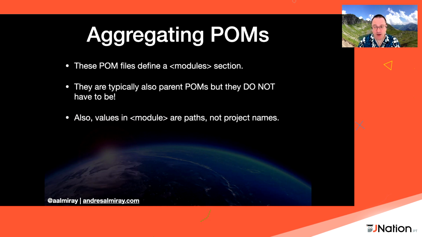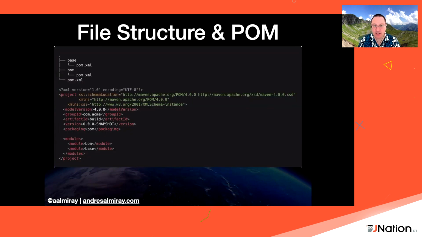Also, the value of the module is not the project name, it's a project path. But because it's common custom to have projects be adjacent to your root, or to be in a single directory, then we tend to equate project names to project paths. So here's what we have. Let's say we have this structure where there's the root file right there, POM XML, and we have two children, base and BOM. Our root could be something like this, says BOM and base.